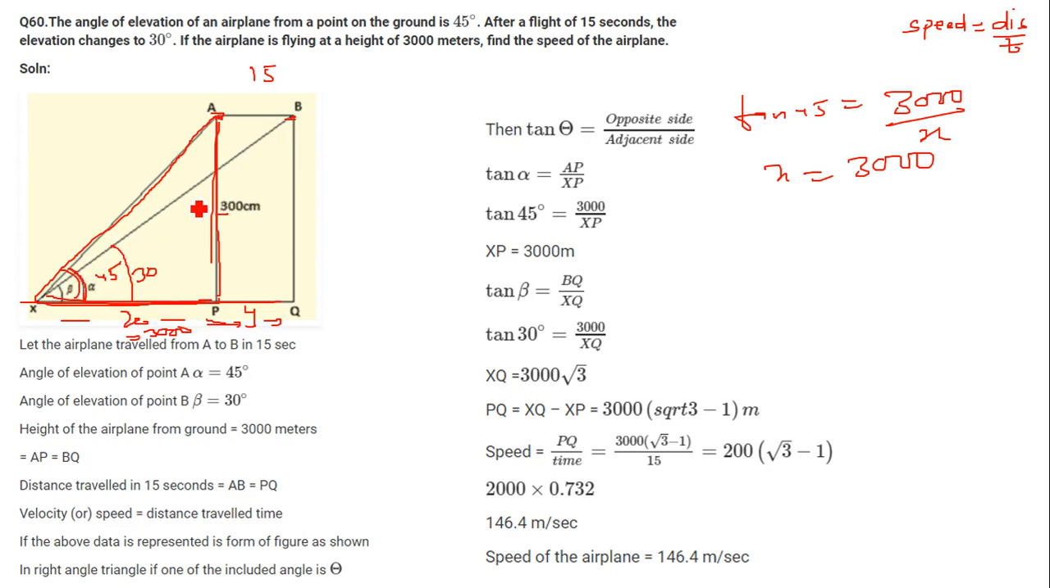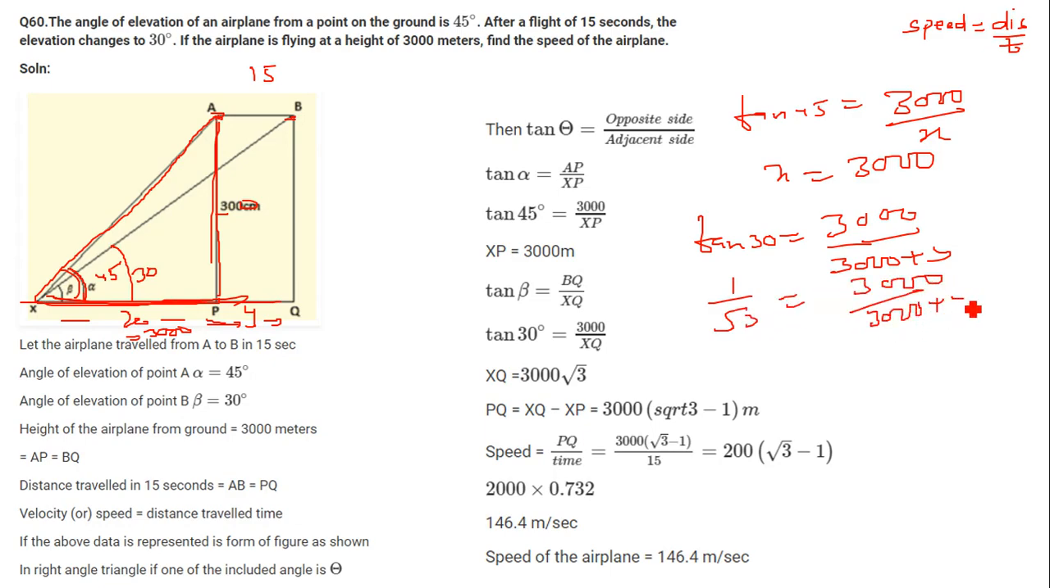Now coming to this bigger triangle, or the larger triangle, which is having 30 degrees. So this is perpendicular, this is base. So tan 30 degree will be perpendicular by base. Perpendicular is again 3000. This is 3000 by base. And what is the base? Base is x plus y. Whole x plus y. x is 3000. So we'll just write 3000 plus y. And this tan 30 degree is 1 by root 3. It is 3000 by (3000 plus y). So what do we get?